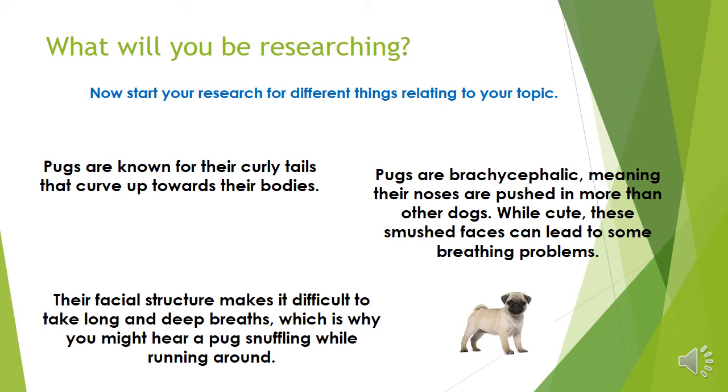Here we've got, pugs are known for their curly tails that curve up towards their bodies. Pugs are brachycephalic, meaning their noses are pushed in more than other dogs. Whilst cute, these smushed faces can lead to some breathing problems. And then the third one, their facial structure makes it difficult to take long and deep breaths, which is why you might hear a pug snuffling while running around. Now I want you to do your research on your first paragraph, and once you've got these three facts, come back to this video for the next slide.